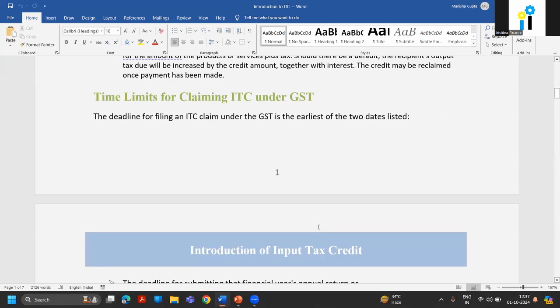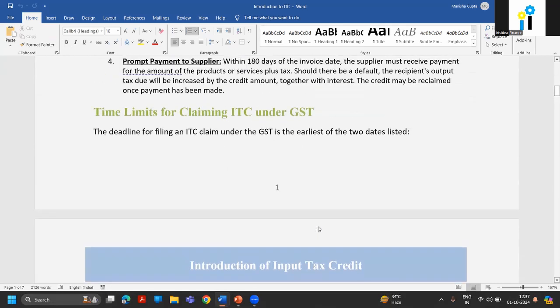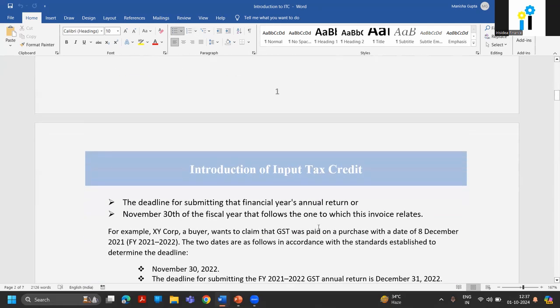Okay. The limit of claiming ITC under GST. So there is a deadline for filing an ITC claim under GST. There are two dates, whichever is earlier.